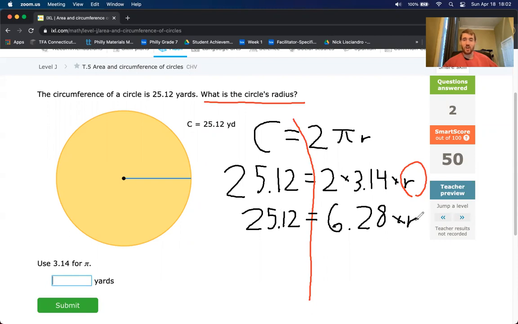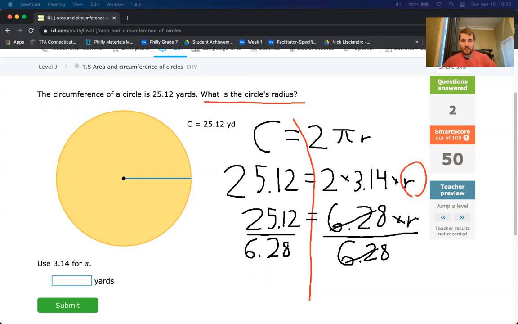Now remember, we're trying to get r alone. We have 6.28 times r. How do we get rid of this times 6.28? What is the opposite of multiplication? What is the inverse operation? Dividing. So we're going to divide by 6.28. Whatever we do on one side, we have to do it on the other. So we're going to divide by 6.28. So that's going to cancel out these numbers. 25.12 divided by 6.28. I don't even want to do that on a piece of paper, so I'm just going to type it into a calculator. 25.12 divided by 6.28. And that is going to equal 4.